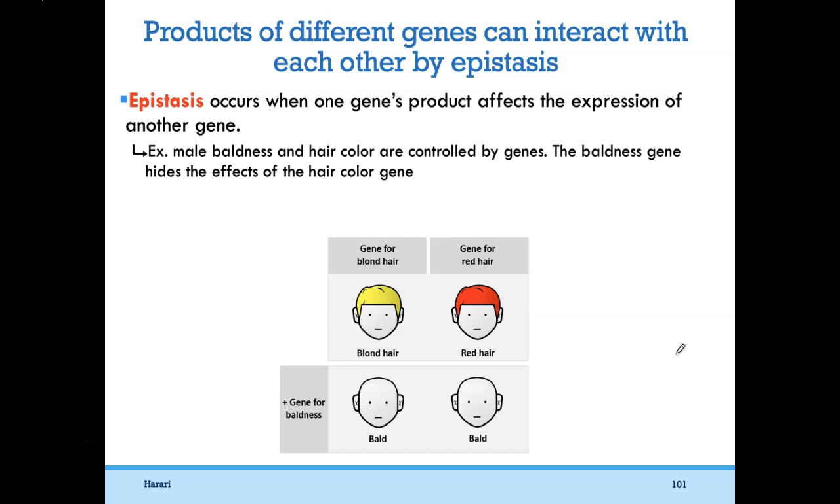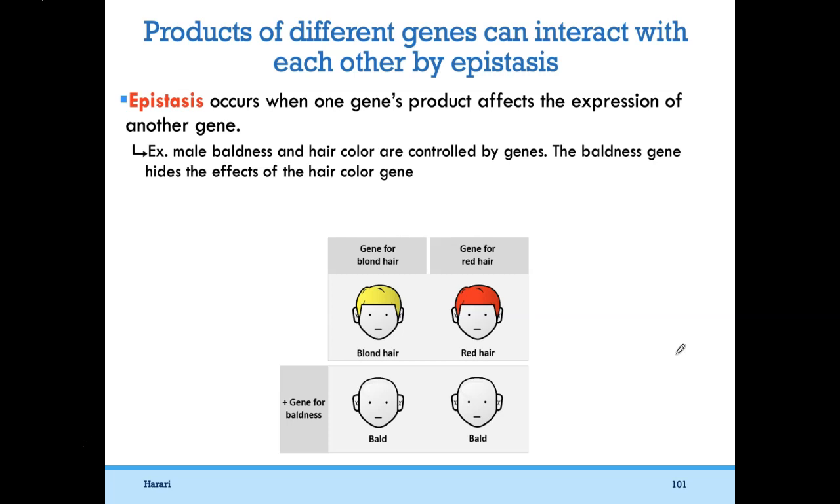So there's this idea of epistasis. We're not going to talk too much about epistasis. I just want to introduce it. But this says that products of different genes can interact with each other. And epistasis occurs when one gene product affects the expression of another gene. Let me give you an example.